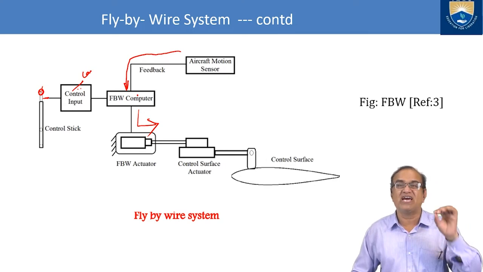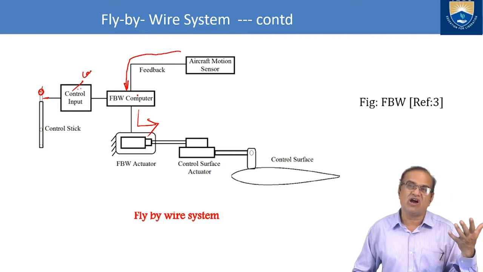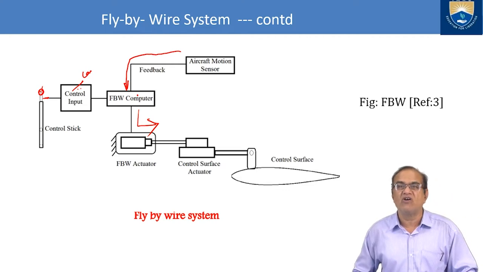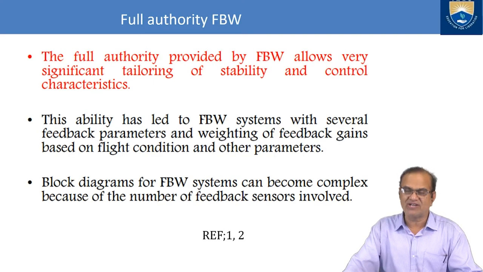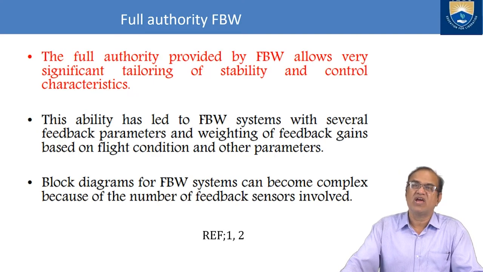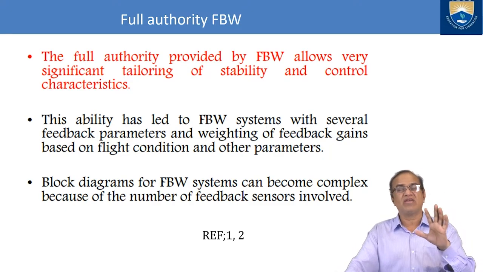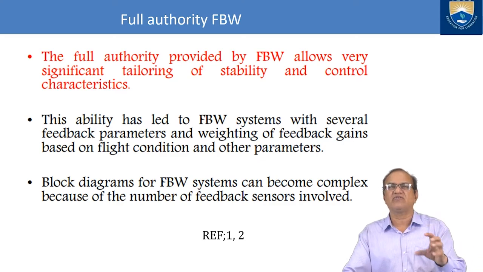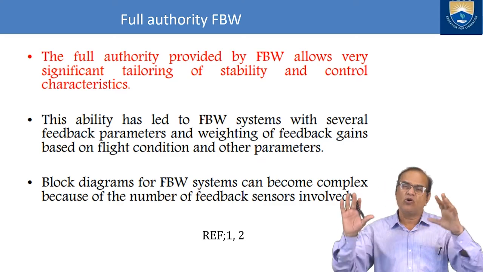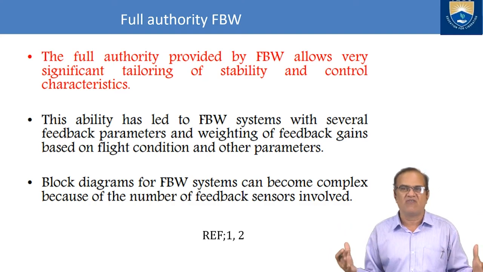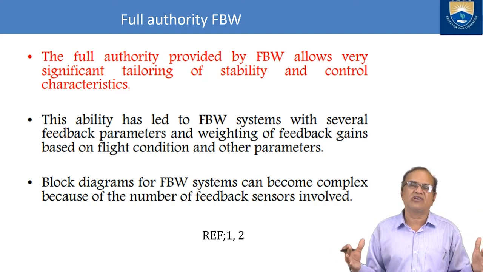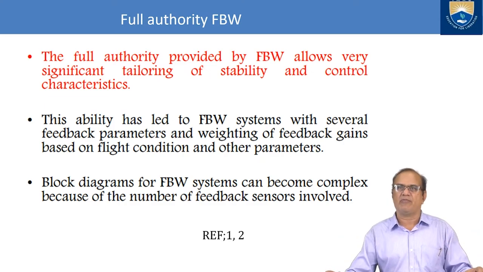In place of wire, they are using optical fiber, and these optical fibers are very useful for aircraft operation. Now I will talk about full authority fly-by-wire. I have given a glance at what fly-by-wire is: it is not connected with a mechanical system. All the flight controls, aileron, rudder, elevators, flaperons, and engine controls, are electrically operated.